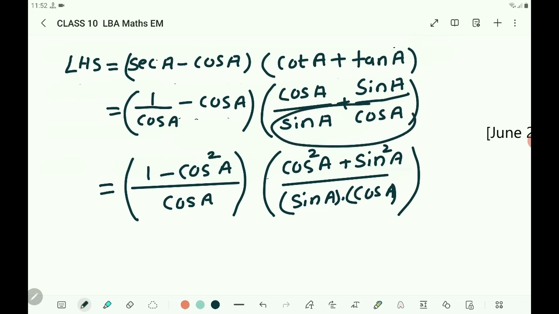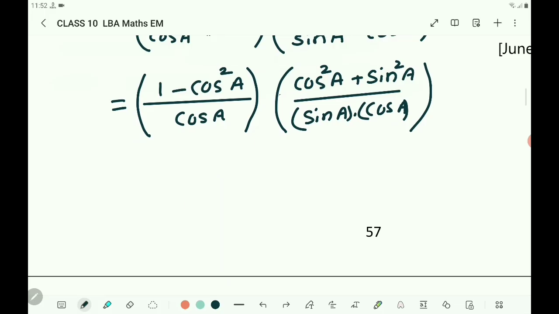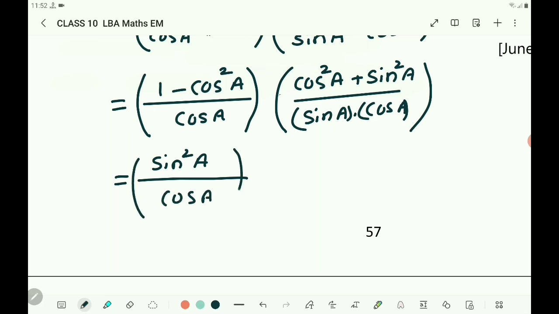Here the LCM is sin A into cos A, the product of sin A and cos A. So you must multiply cos A by cos A and sin A by sin A. So you got (cos square A plus sin square A) by sin A into cos A. Then 1 minus cos square A is sin square A by cos A, into cos square A plus sin square A is 1, by sin A into cos A.